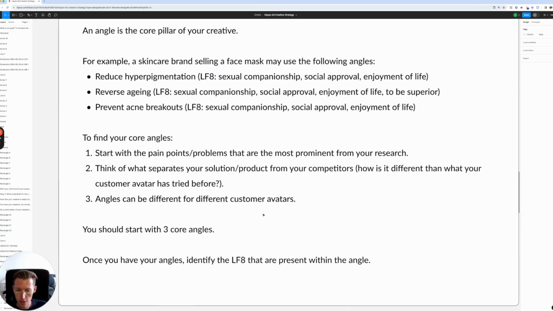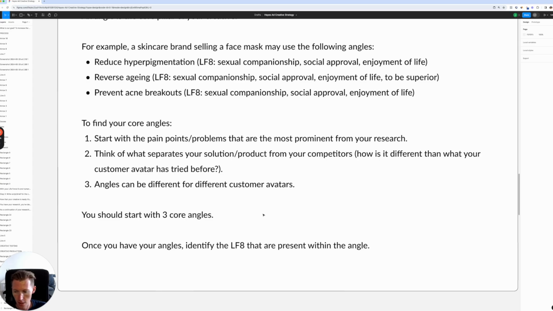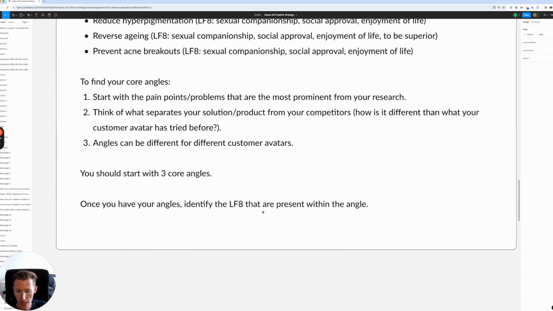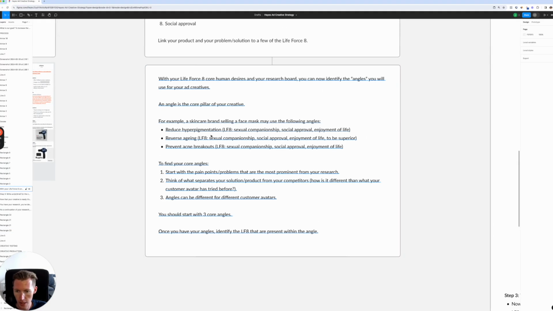So as a general rule, you should start with 3 core angles, just so that you don't have a ton of things to test with at the beginning. So just find the 3 core ones, the main ones that you think would work the best. And once you have your angles, you then want to identify the life force 8 that are present within the angle, okay? So just like we did here, just identifying which of the life force 8 are within that same angle.